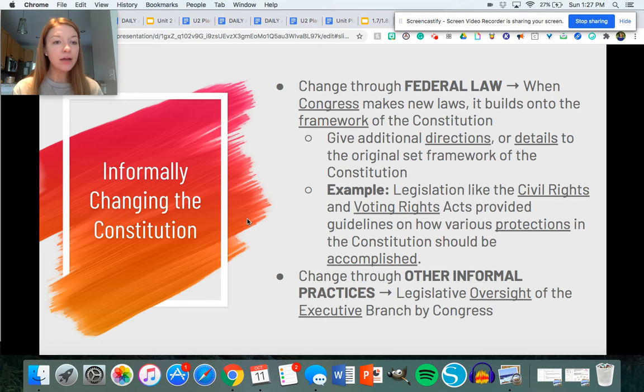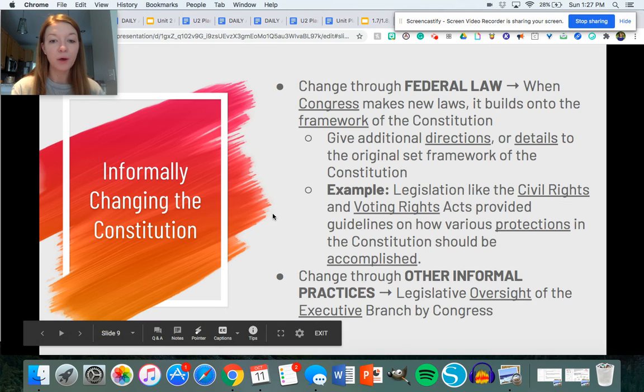And then aside from federal law and Supreme Court decisions, the Constitution can also be changed through other informal practices. And we'll kind of talk about these when we get into our next unit. But the legislative branch conducts what we call legislative oversight of the executive branch. And really, this is to keep the executive branch and all of its agencies and departments in line. It's like a check on the executive branch. So like I said, we will go into that more, but just know that this is a way that we can change the Constitution as well.